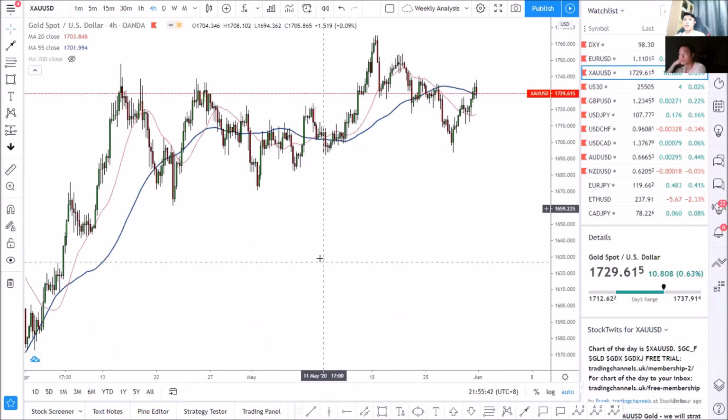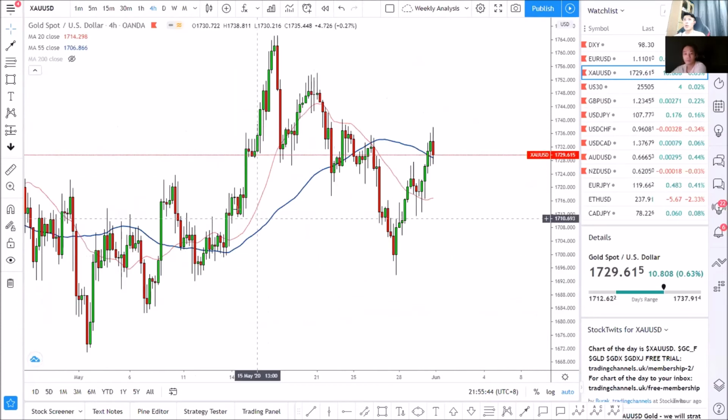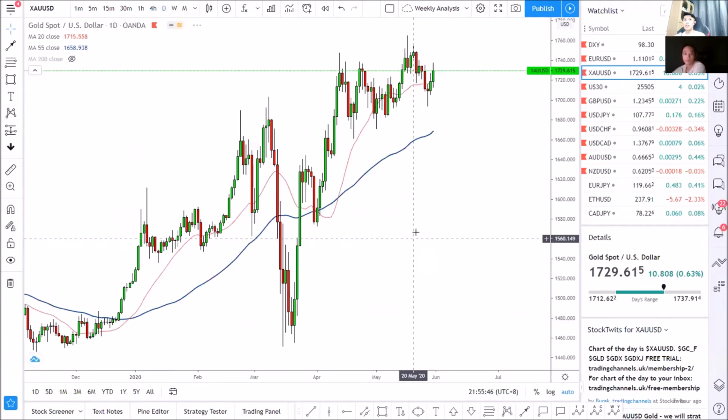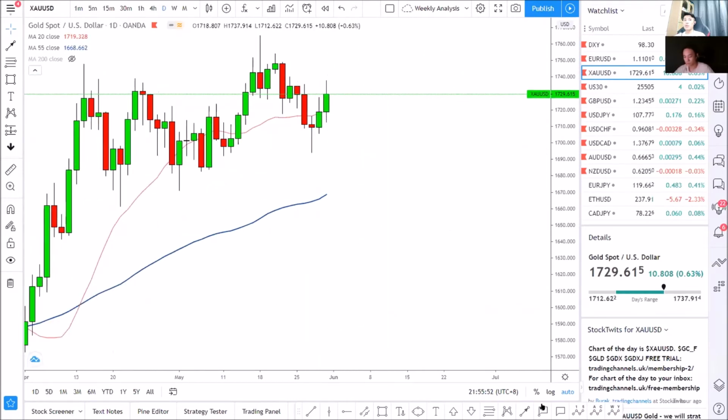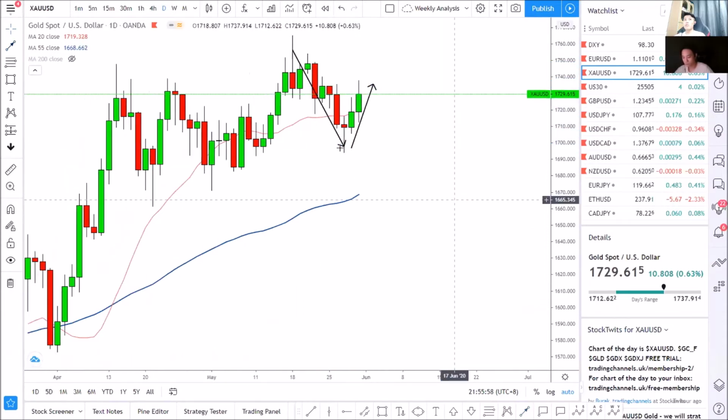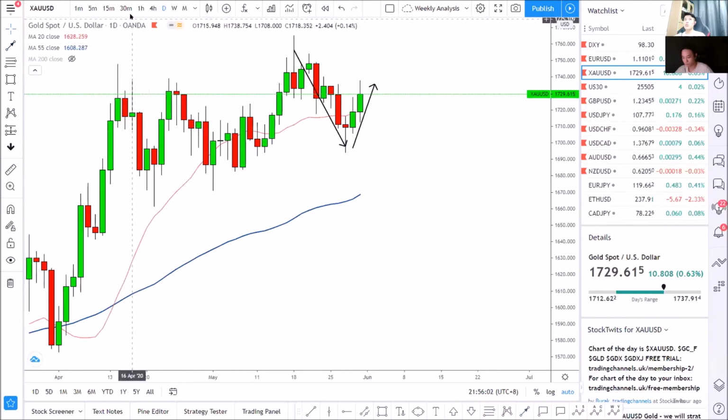Okay, so for the gold, we saw that on the day chart, the price has turned. It's more like a reversal, as the price pulled back for the past 2 weeks. Finally it found support right here and started going up. So in fact, this is a very important demand zone for us to watch out for.